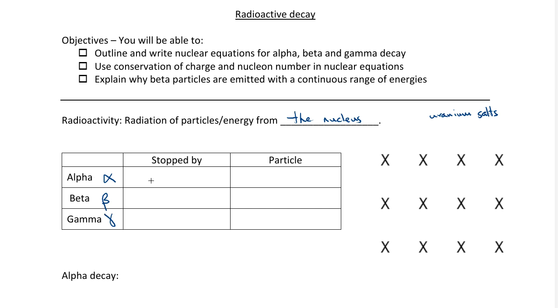Alpha radiation is stopped by paper, and it turns out that alpha radiation consists of helium nuclei, fast-moving helium nuclei. Beta radiation will pass through paper but is stopped by a thin sheet of aluminum, and it turns out to be fast-moving electrons. Now, these are not electrons from orbiting around the nucleus, they're actually electrons that are emitted from the nucleus itself. So beta particles are fast-moving electrons from the nucleus. And gamma radiation is only stopped by several centimeters of lead. And gamma radiation consists of photons. In other words, it's high-energy light.